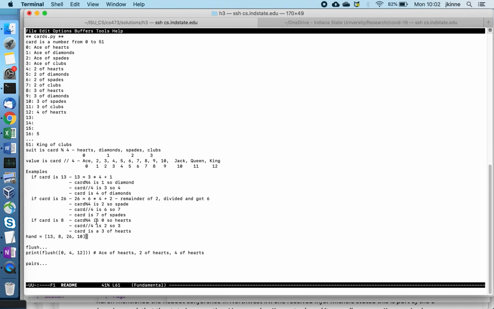Okay, so that's individual cards, and then for a hand, I'm just keeping those numbers. So this hand here is really a 4 of diamonds, a 3 of hearts, and a 7 of spades. And if I put a 10, let's see, what are we going to get? I divide by 4 with a 10 and I get 2, which is a 3 of, if I do a remainder by 4 here, I get a 2 as well. So that's a spade.